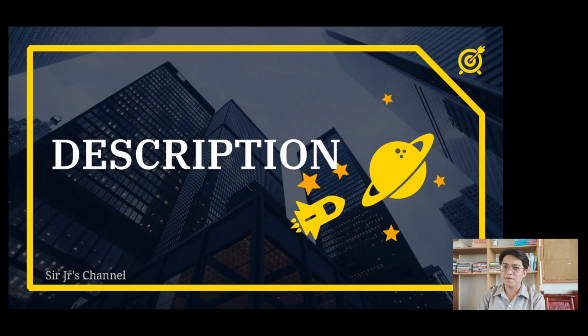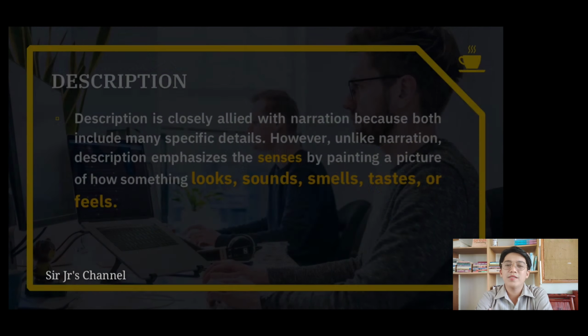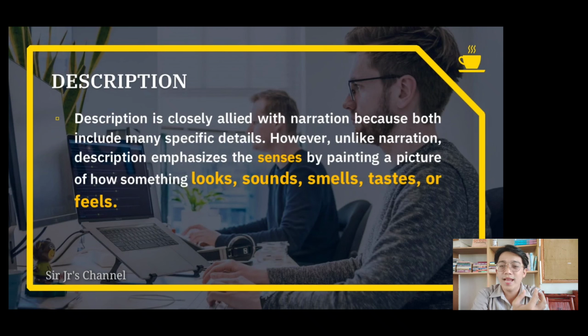Next, we have description. It's actually very easy to understand. When we talk about description as a pattern of development, it is closely allied with narration because both include many specific details, if you can still remember. However, the difference is, unlike narration, description emphasizes the senses. Okay, in other words, it appeals majorly or dominantly to our senses by painting a picture of how something looks, sounds, smells, tastes, or feels. So basically, these are your five senses. And whenever you write a particular text using description as a pattern of development, make sure that you are trying to appeal to these senses.